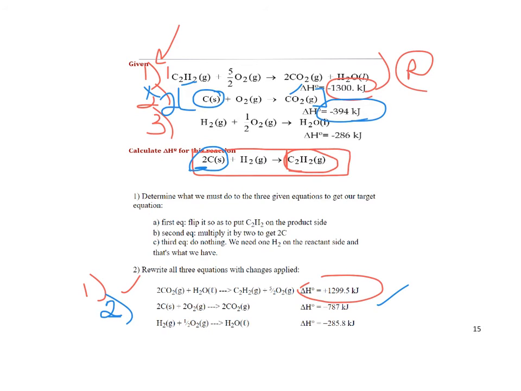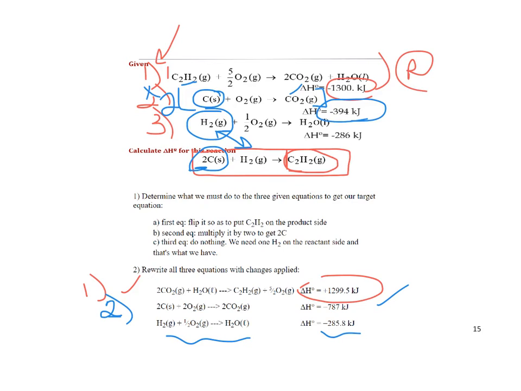Now look at the third reaction. The only thing that shows up in both is the H2. It is on the correct side, on the reactant side as it should be, and it's there with the right coefficient. So I'm not going to do anything to manipulate reaction number 3. I'm going to leave it as it is.